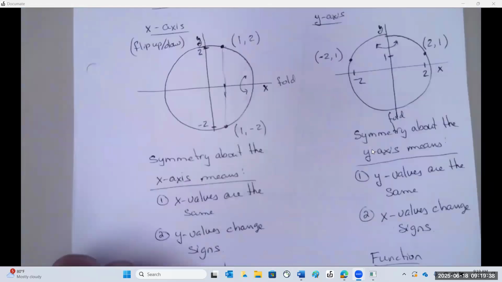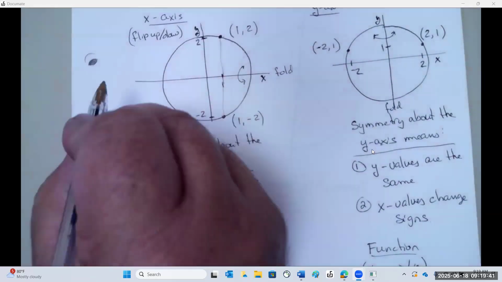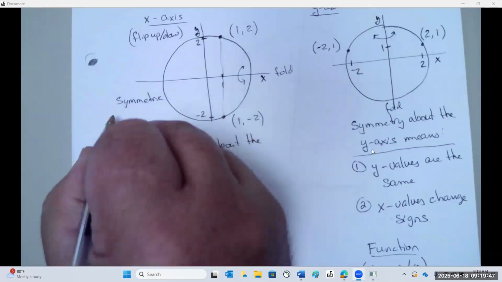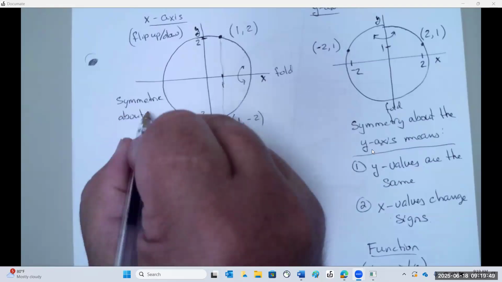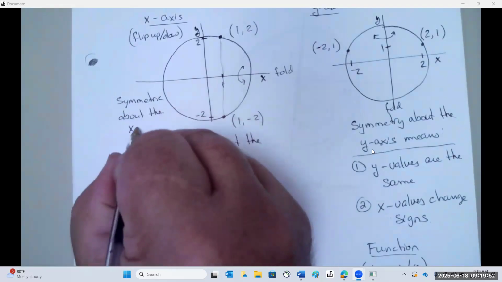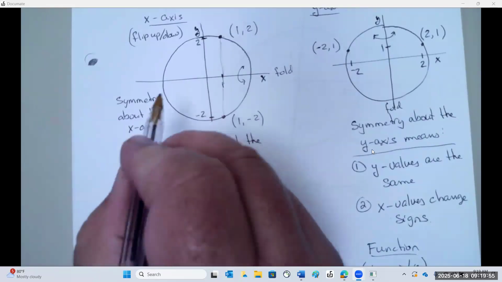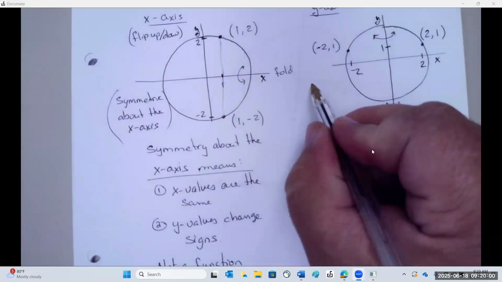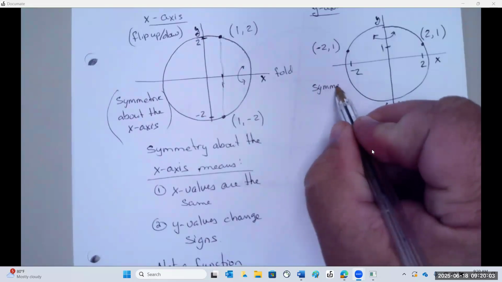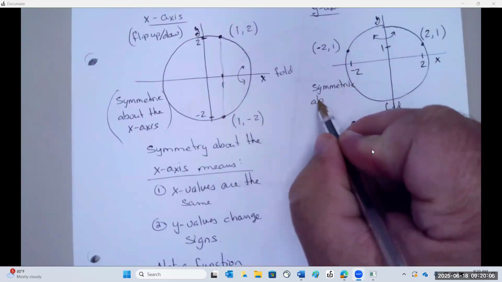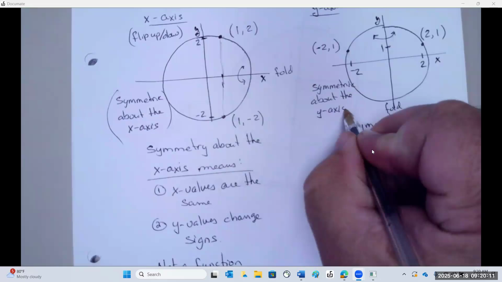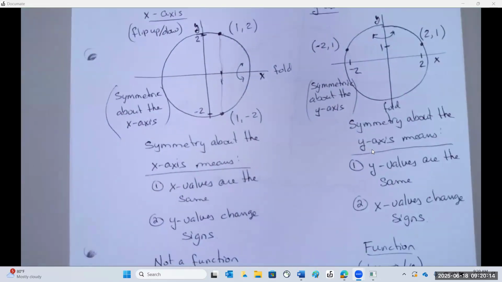Likewise, these. This one is called symmetric about the x-axis. What's this one going to be called? Right. Symmetric about the y-axis. So those are pretty easy. How do we find those mathematically?